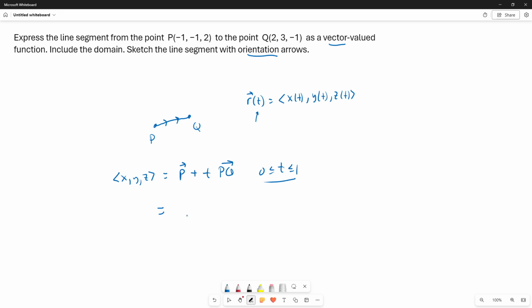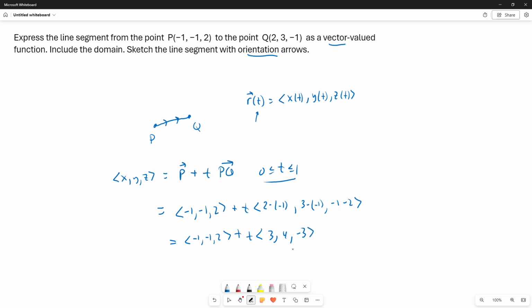So this is going to be the vector (-1, -1, 2), plus t times the vector from P to Q. So we have to take the components of Q minus the corresponding component of P. So 2 minus -1. I'll write it down here so we can see what the calculation is. 3 minus -1, and -1 minus 2. So that's the vector from P to Q. So this is (-1, -1, 2) plus t times (3, 4, -3).